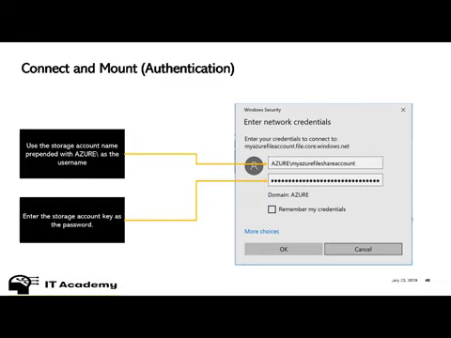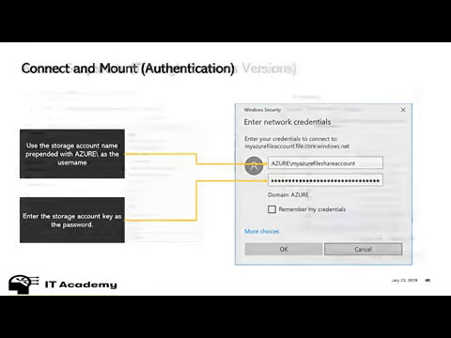Remember, when we're giving people access to a mapped network drive, we're giving them the ability to potentially create files in there, to delete files, and to create folders in there. So when we grant them access, we need to use a key to access that rather than a SAS token.